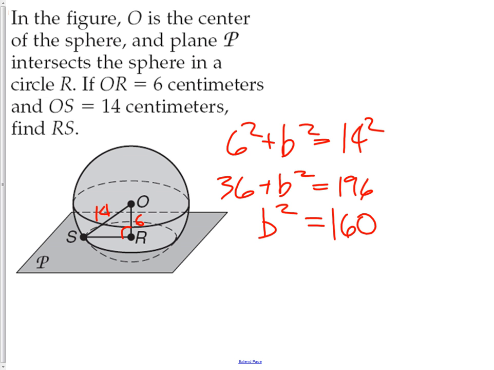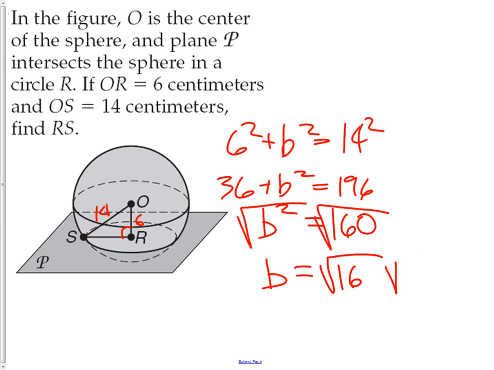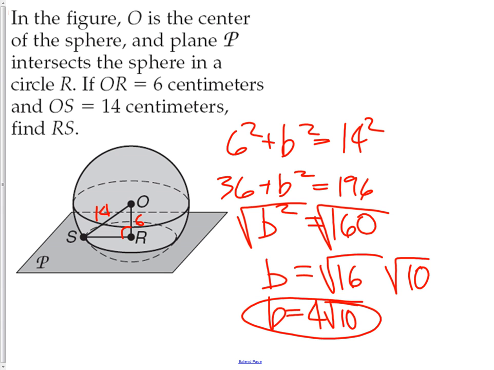Now hopefully you remember how to do simplified radical form, as we've done that quite a few times now. Square root of 160 could be 16 times 10, or 4 root 10. We now have our distance from S to R.